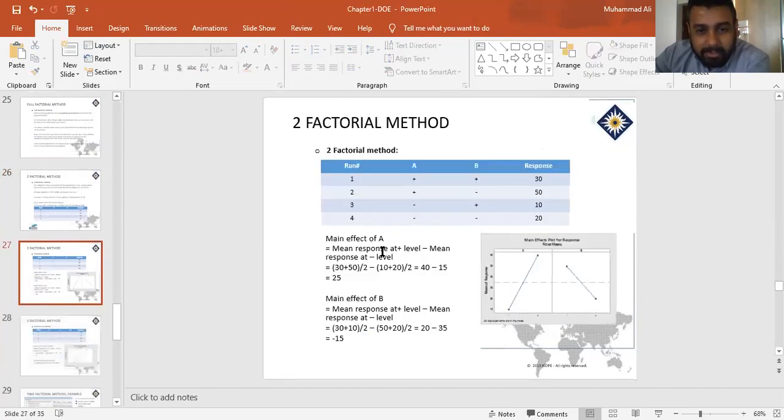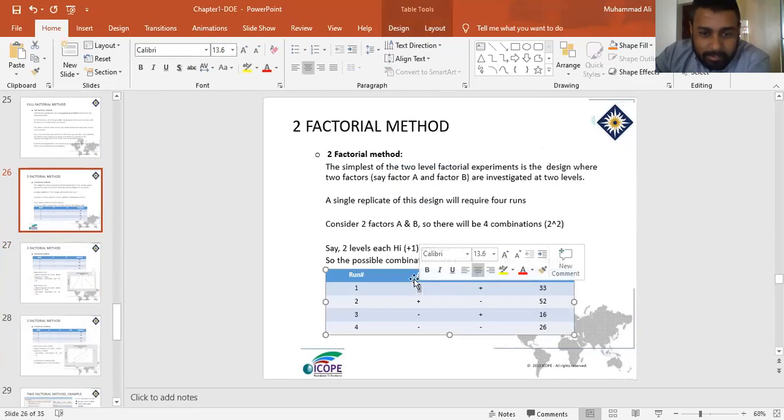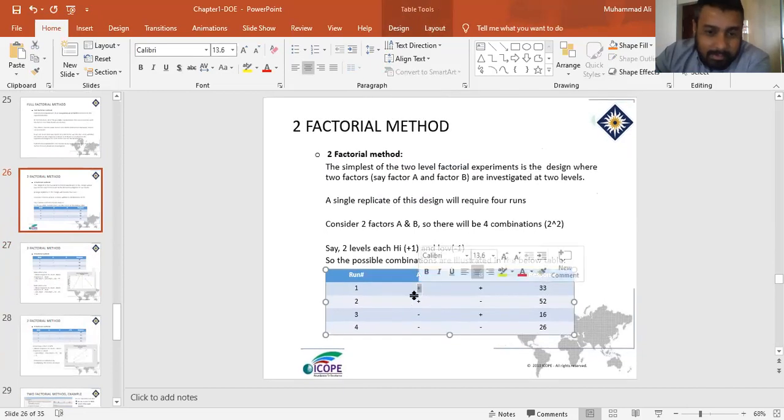Okay, in this one, for example, they used 2 factors, A and B, and they have only two choices each, only plus and minus. So in this case, you only need to do 4 experiments, because A has 2 choices and B has 2 choices. So you do the experiment 4 times and come up with the method.